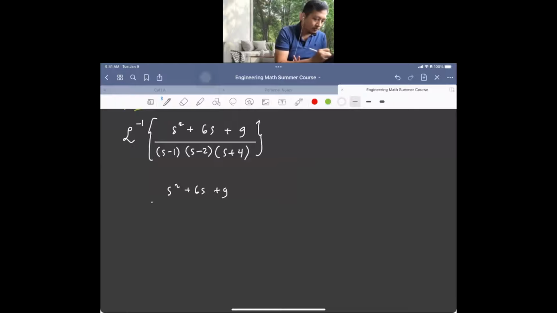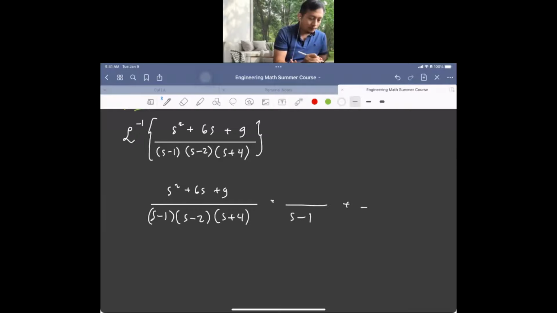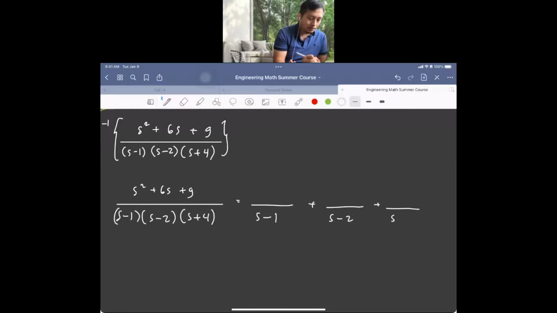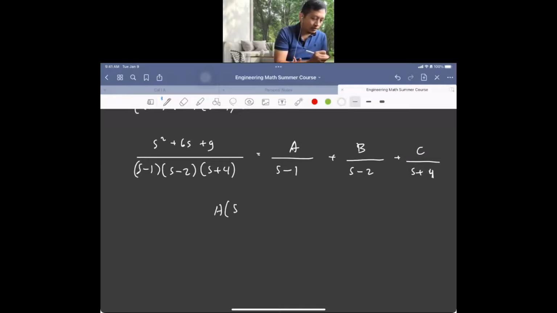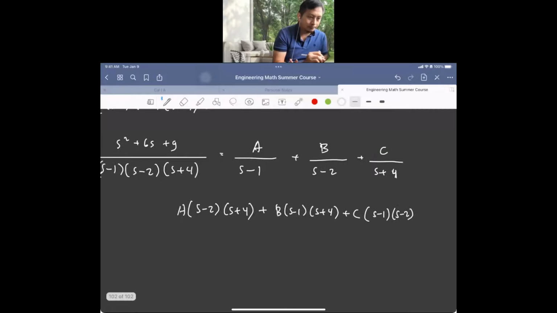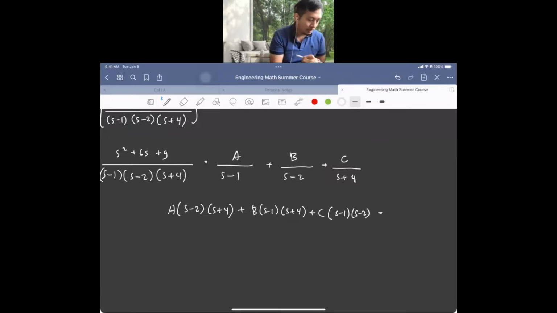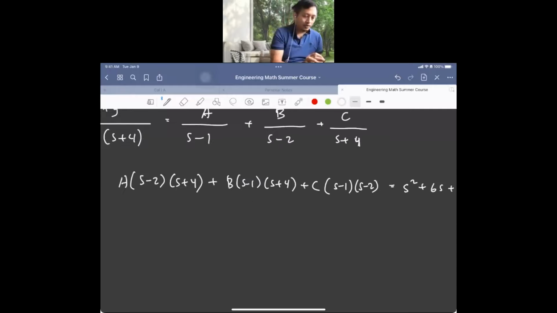So first, we are doing the partial fractions of this. And I think this is one of the simplest partial fractions. We just take s minus 1, s minus 2, and s plus 4, right? So take the A, B, C inside here that we are going to evaluate. So A times s minus 2, s plus 4, plus B times s minus 1, s plus 4, plus C times s minus 1, s minus 2. It needs to be equal to s squared plus 6s plus 9. Okay, let me give you some cool tips for solving these partial fractions.